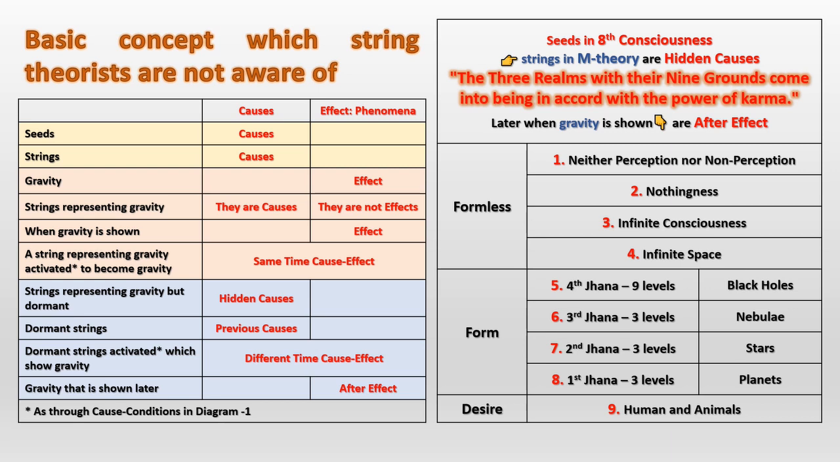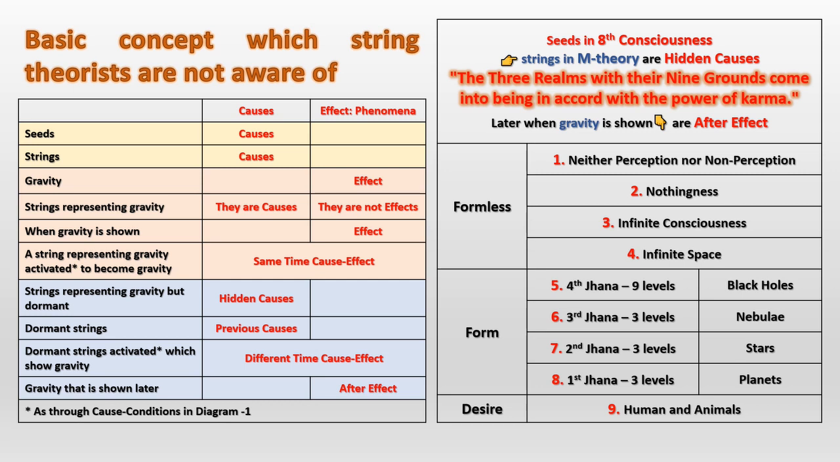In Yogacara Buddhism, seeds are also called causes, or hidden causes. As strings are seeds, strings are also hidden causes. Hidden causes, when dormant, we don't know what they are. Strings representing gravity are causes; they are not gravity. They are not effects, which means they are not gravity. When strings representing gravity get activated, and gravitational force is felt, that is effect. This is called same-time cause-effect. There is no time in this split second.